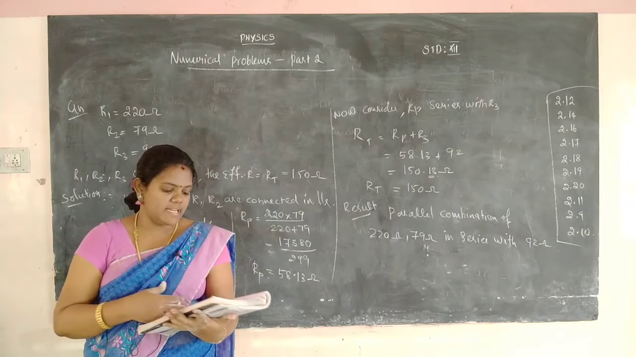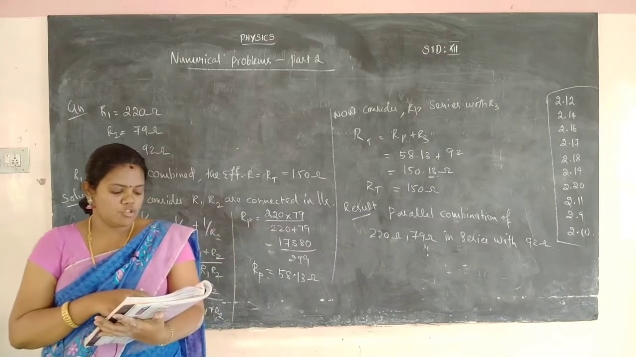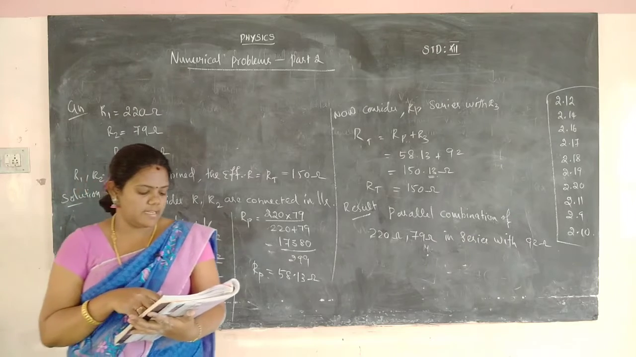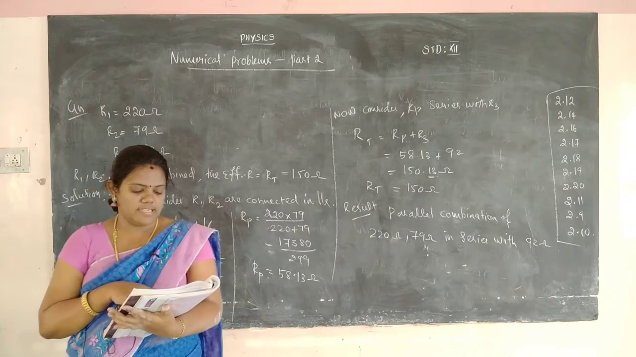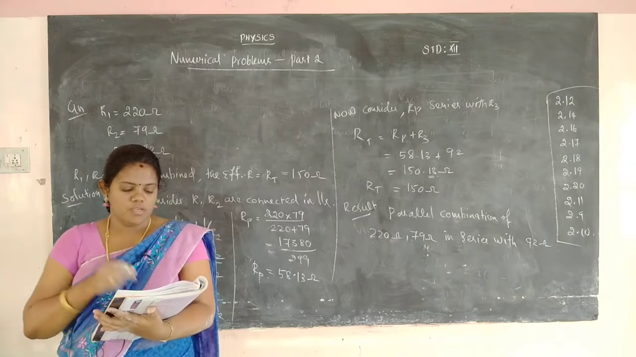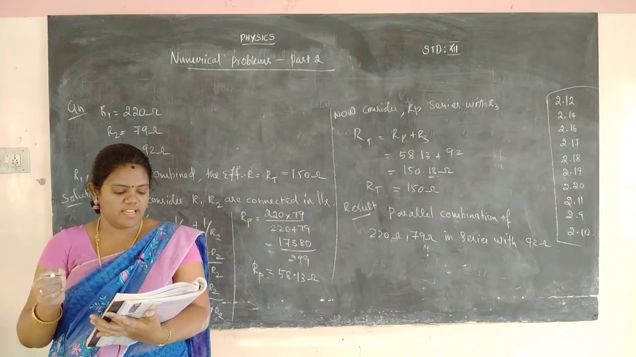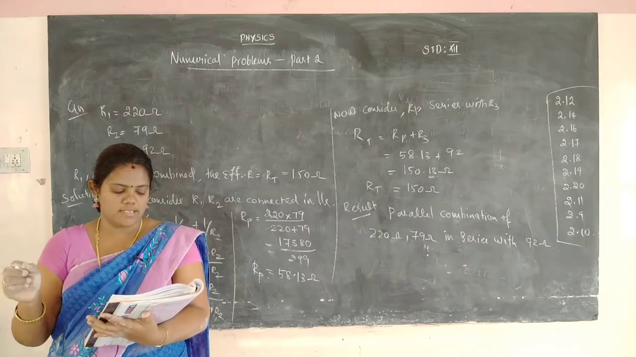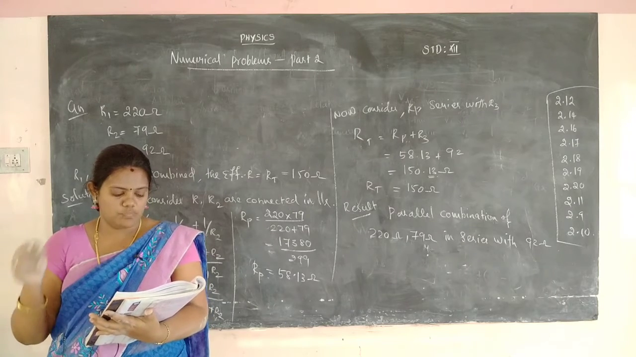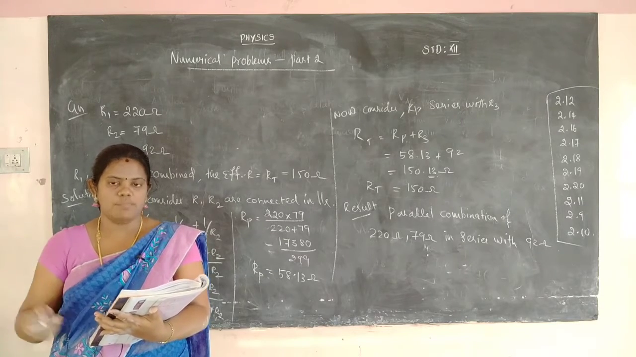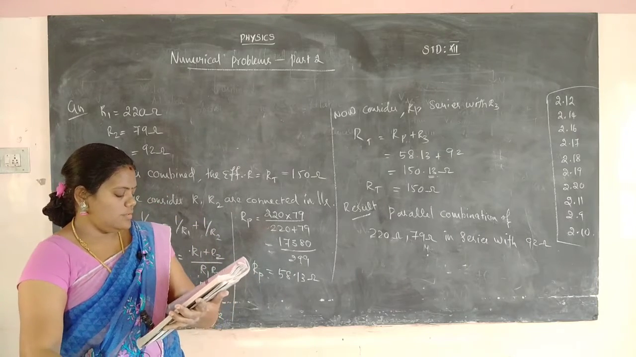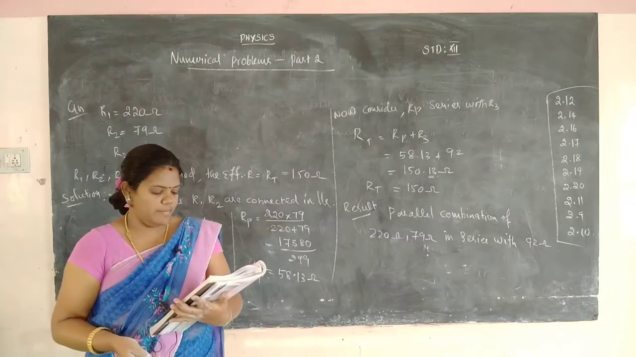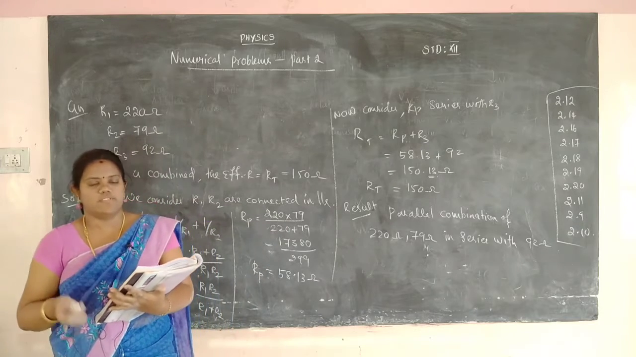A cell supplies a current of 0.9 ampere through a 2 ohm resistor and a current of 0.3 ampere through a 7 ohm resistor. Calculate the internal resistance of the cell. Okay, one cell has a current through a 2 ohm resistor and another current of 0.3 ampere through a 7 ohm resistor. So two current values and two resistance values will be given. Calculate the internal resistance of the cell.